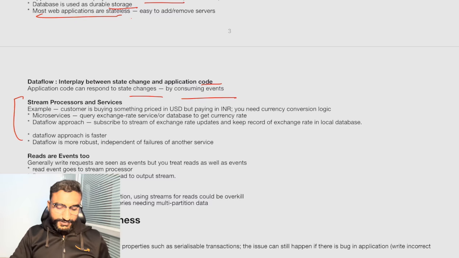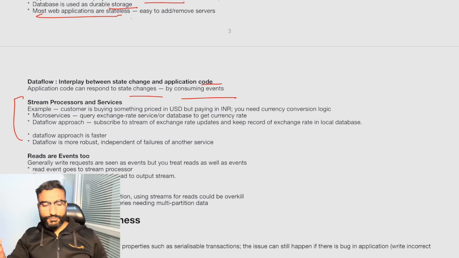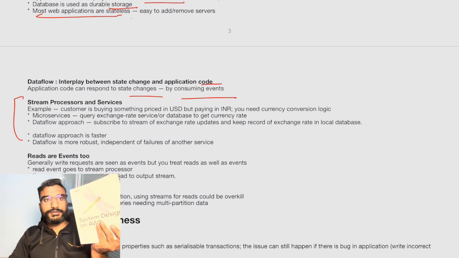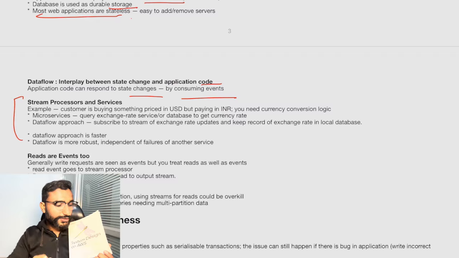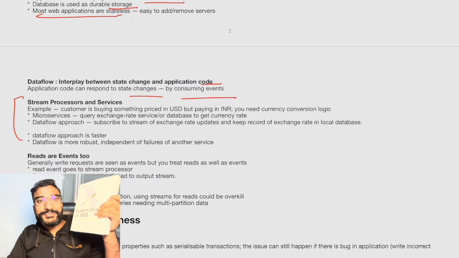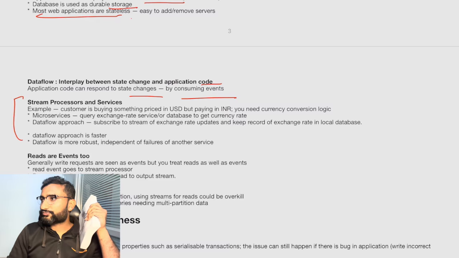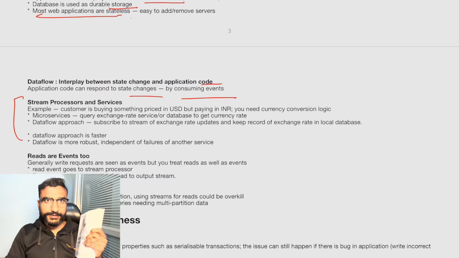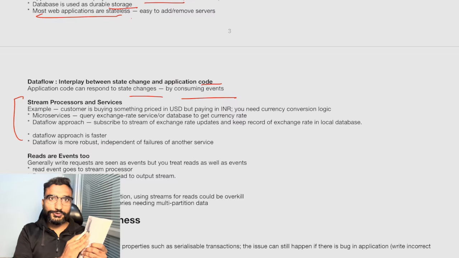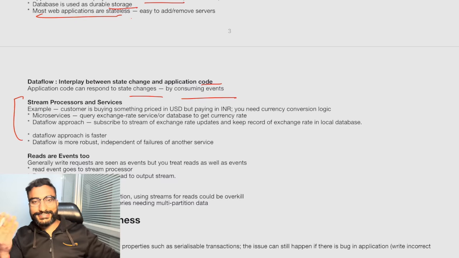A customer is buying something priced in USD but paying in INR. You need currency conversion logic. Say you are trying to buy the book System Design on AWS, a great book by authors Mandeep Singh Shekhawat and Jayant Kumar, on Amazon.com. Now I'm an Indian user, so if I'm trying to buy this book, I will pay in INR, but the book is priced in dollars. If you're in India, you don't have to buy on Amazon.com, you can buy on Amazon.in as well, but let's take it for the sake of example.